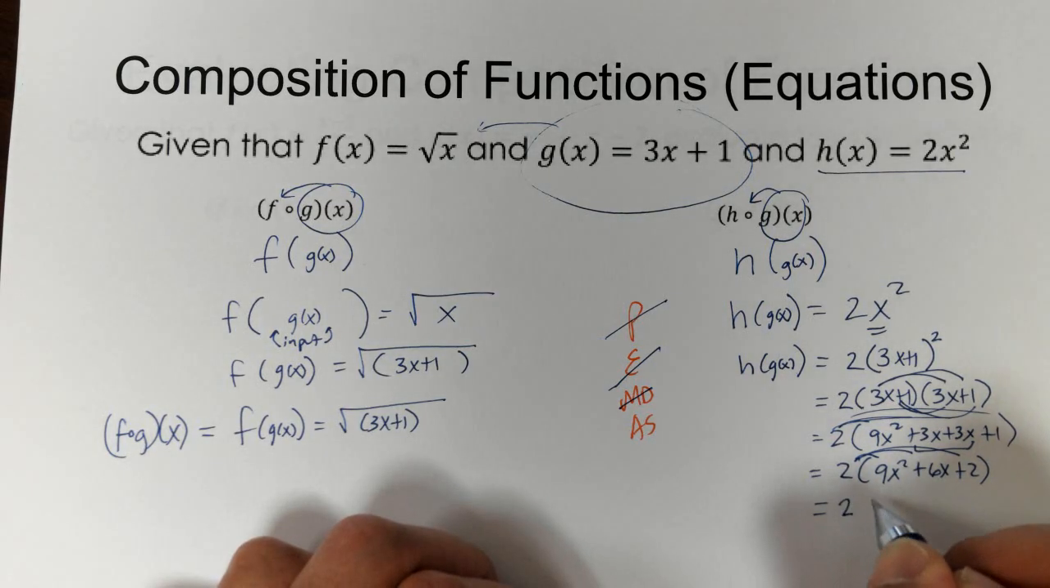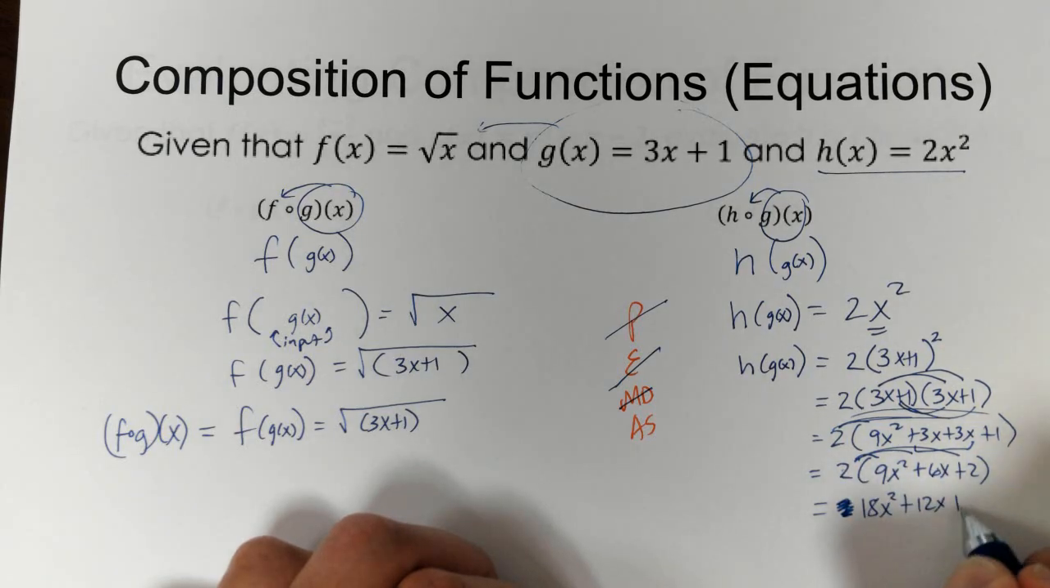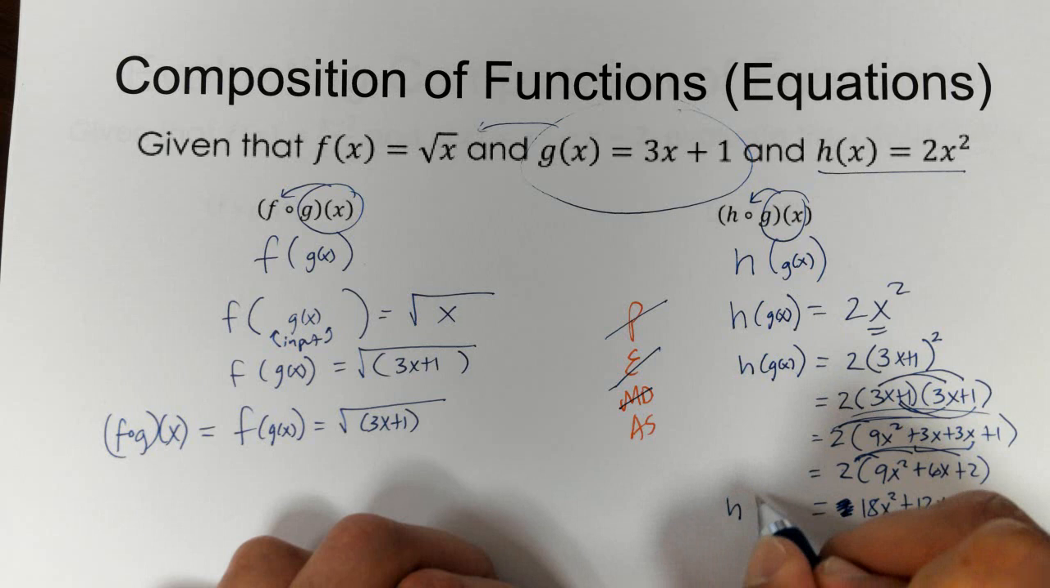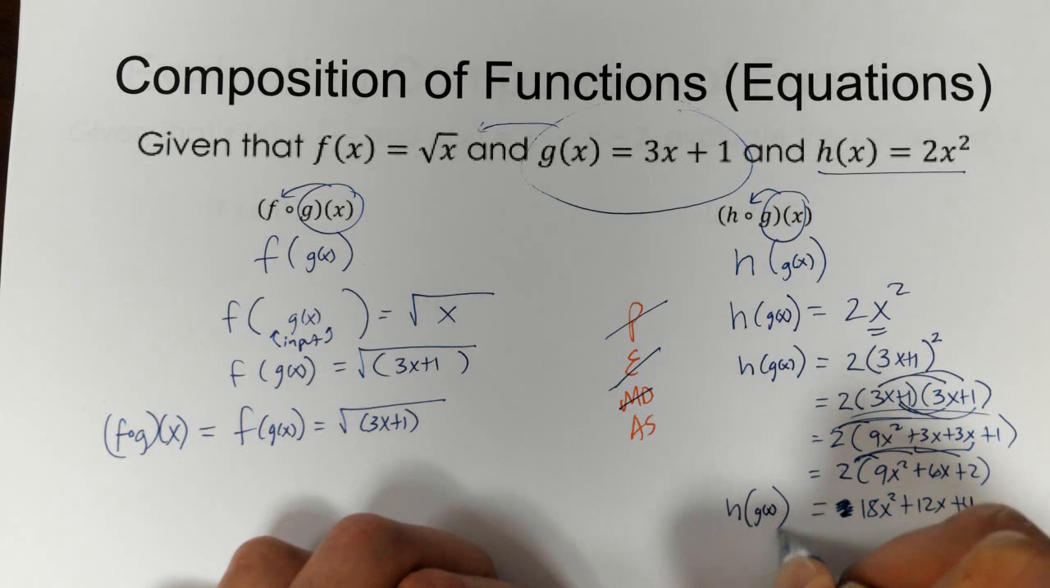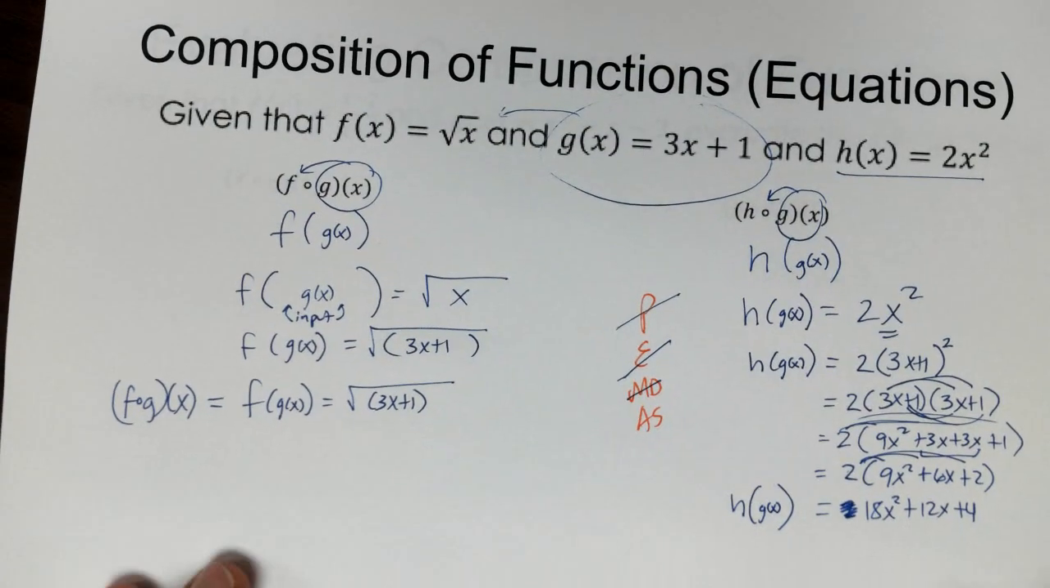So 2 times 9 gives us 18x squared plus 12x, right? 2 times 6, and then 2 times 2 is 4. So this is h, where g of x is my input. f of g of x.